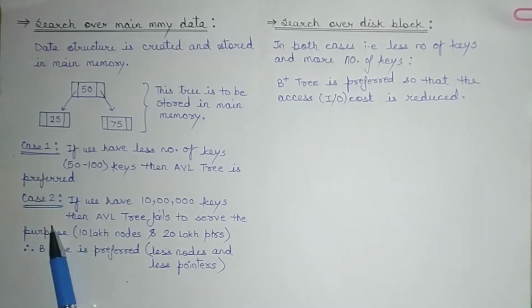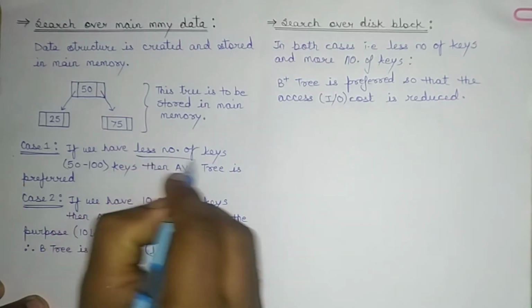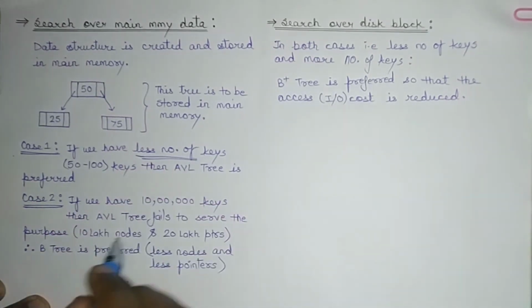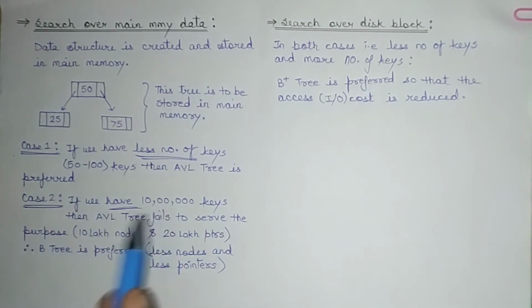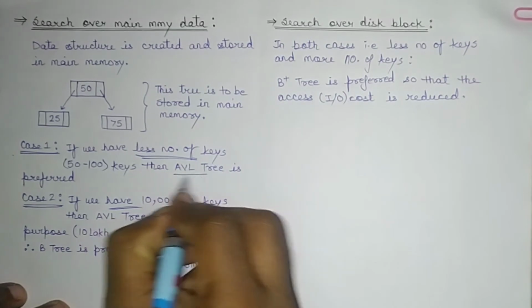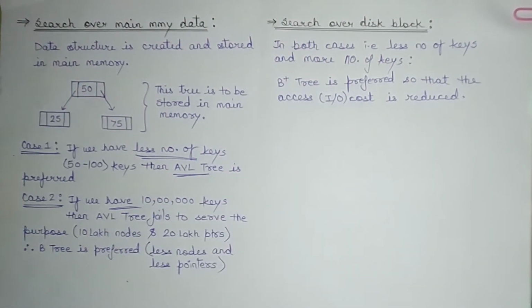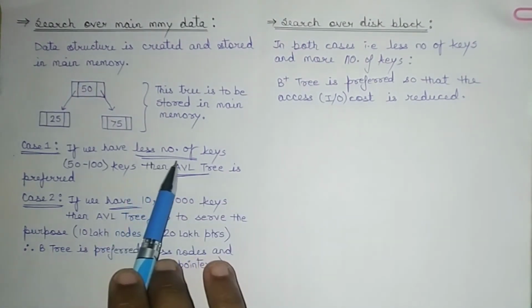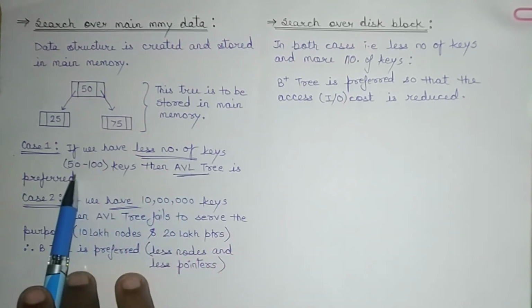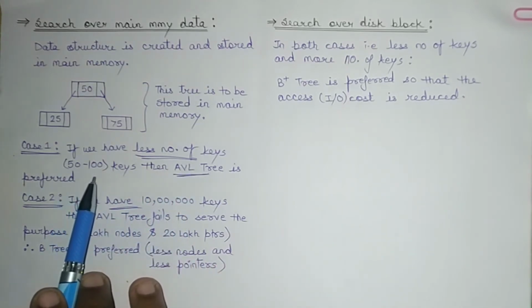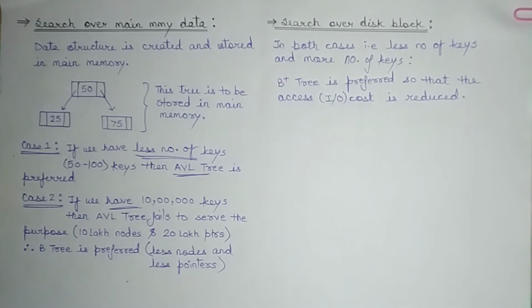So there can be two cases. One is if we are having a small number of keys, another is if we are having a large number of keys, right? So if we are having a small number of keys, then an AVL tree can be used because it will be easier to implement. AVL trees are generally easier to implement. So it is considered if fewer keys are there, which is around 50, 100 or 150 and so on, right? Case 2 is if we are having more keys.